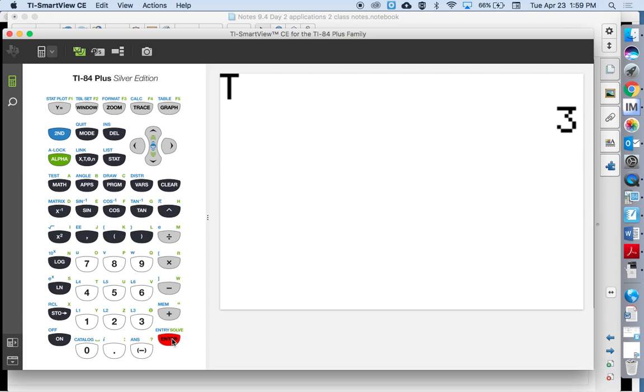Yeah, so it's in your packet. It's the next page in your packet, front and back. There's a baseball problem on there. Most of that is just calculator work. However, the first two questions ask you to use your logical reasoning skills.